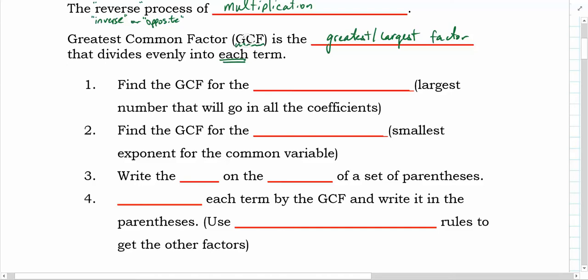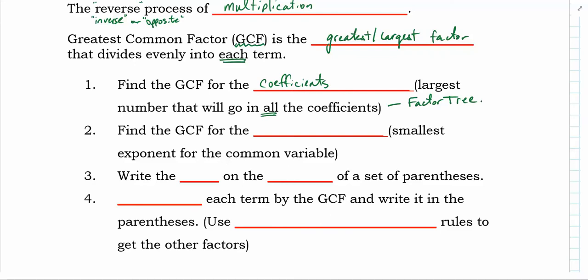Now, in order to find the GCF for a polynomial, we walk through a few steps here, and the first one would be to find the GCF for the coefficients. And remember, the coefficients are the numbers in front of our variables. So find the GCF for the coefficients first. That's the largest number that goes into all of the coefficients. And a good way to do this is by using a factor tree. I'll show you what that is in just a moment if you're not familiar with that.